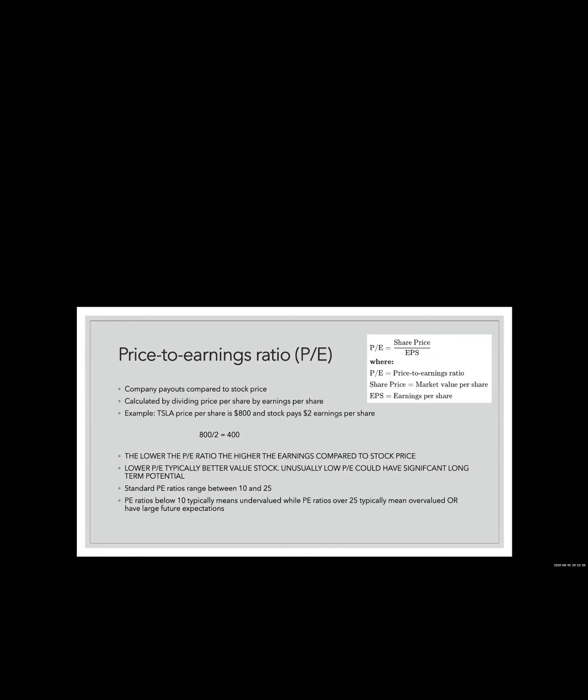So for example, Tesla price per share, this is hypothetical. Let's say Tesla price per share is $800 and the stock pays $2 earnings per share. That would be 800 divided by 2, and you would get 400 as your P over E. So the lower the P over E ratio, the higher the earnings compared to stock price. The lower P over E, typically better value stock.